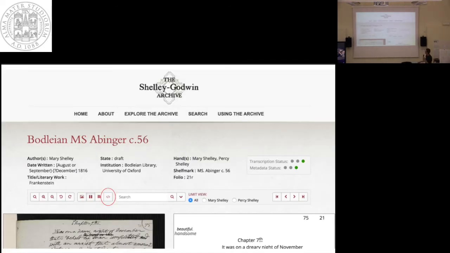This is another example, the Shelley Godwin, yeah? And these are the Frankenstein manuscripts.